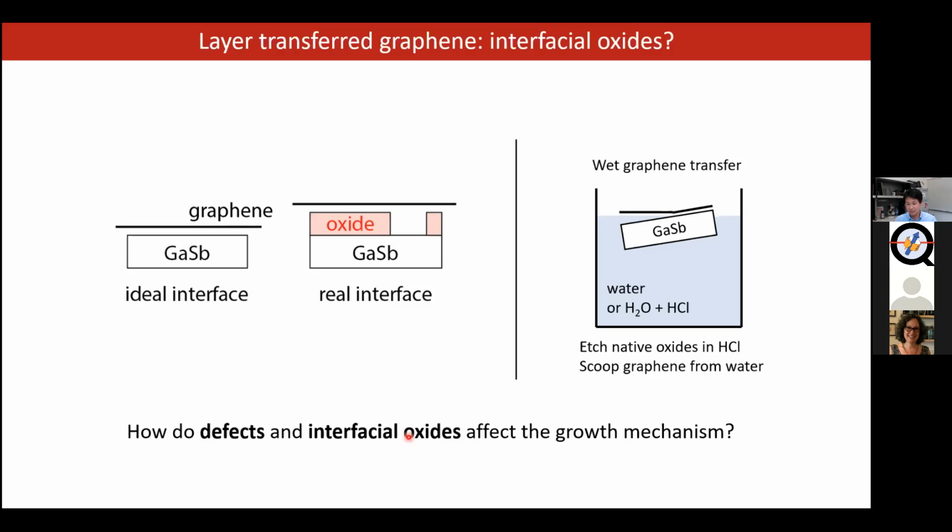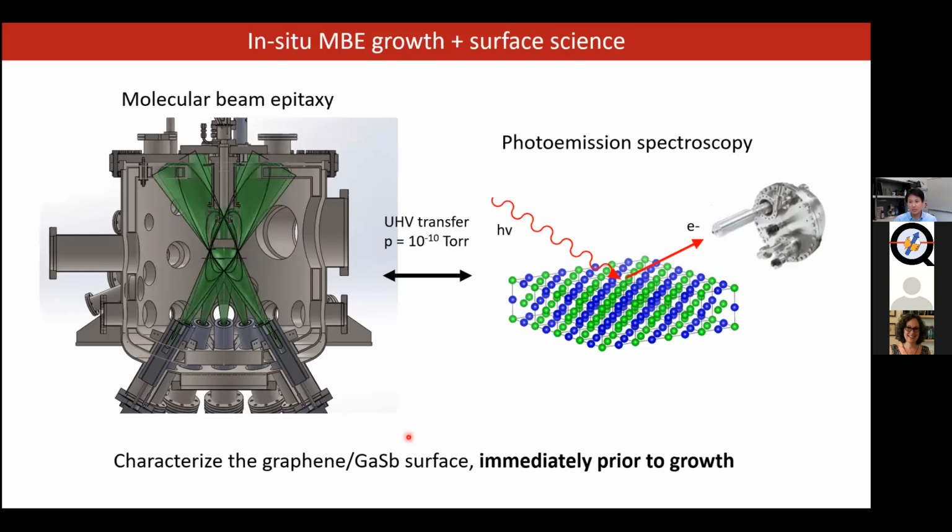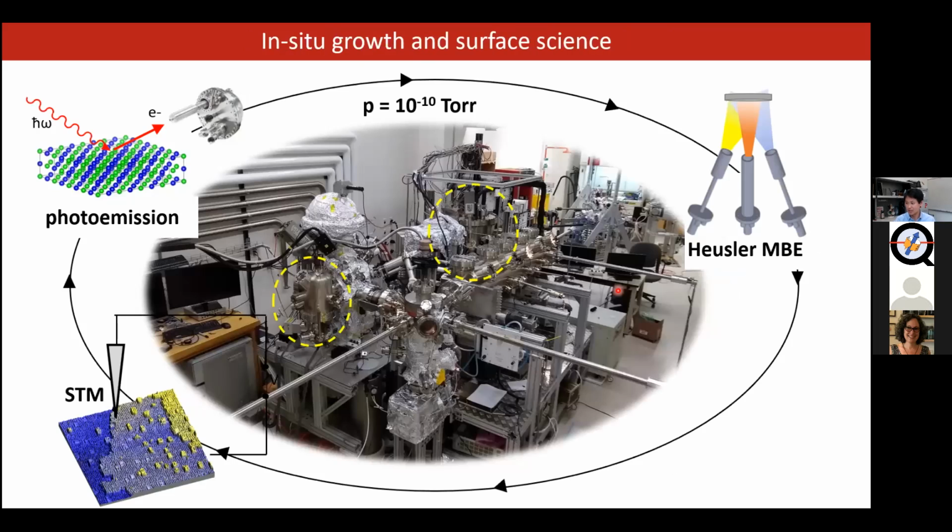So we'll pose the question, how do these defects and the interfacial oxides that we expect to be present affect the growth mechanism? The way we probe this question is that we use surface sensitive tools. So we couple our MBE capabilities for synthesis directly with surface sensitive photoemission spectroscopy. And we use that to measure the chemical state of the sample immediately before growth, under realistic growth conditions. Okay, so if we do that sort of experiment, this is an example. This is what it actually looks like in real life in my lab.